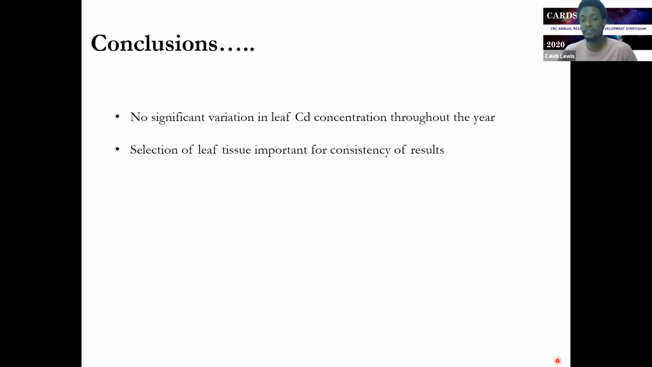And selection of leaf tissue, of course, is important for consistency of results. Just to repeat what I said before, if I had a mixed flush phase sample, then I would likely have seen a lot more variability, leading to the impression of large temporal variation that is not really there.